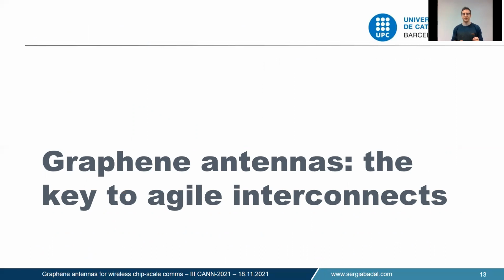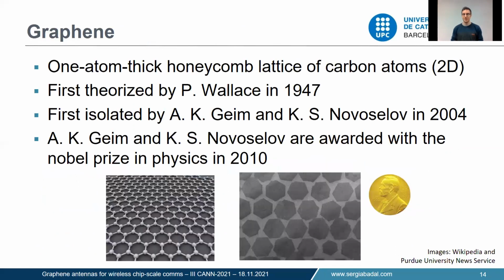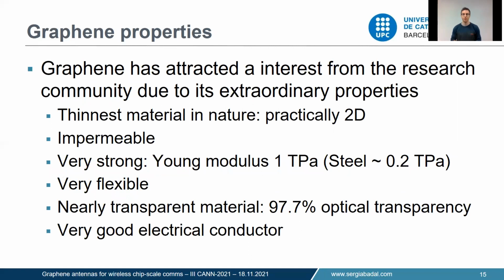We think that graphene antennas are the key to agile interconnects for modern computing systems. And I'm going to explain why in the next half of the presentation. I don't think I'm unveiling any secret when we talk about graphene, this one-atom-thick honeycomb lattice of carbon atoms, theorized in the 40s and first isolated in the early 2000s by Geim and Novoselov, who were awarded the Nobel Prize. You already know that graphene has outstanding properties due to its strength, flexibility, electrical conductivity, and so on and so forth.